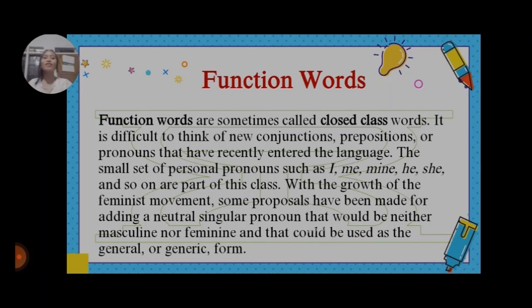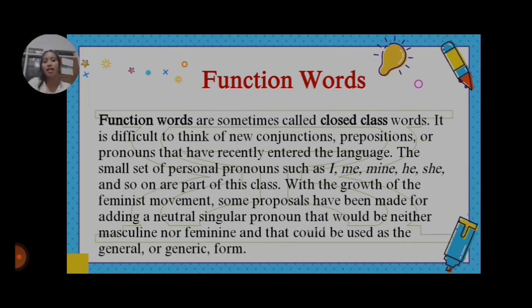Function words are sometimes called closed class words. Unlike content words, which are an open class, function words are a closed class. It is difficult to think of a new conjunction, preposition, or pronoun that has recently entered the language.